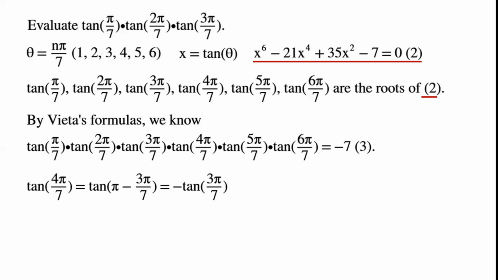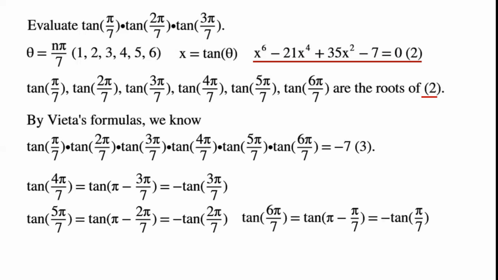Tan 4 pi over 7 equals tan pi minus 3 pi over 7 equals minus tan 3 pi over 7. Tan 5 pi over 7 equals tan pi minus 2 pi over 7 equals minus tan 2 pi over 7. Tan 6 pi over 7 equals tan pi minus pi over 7 equals minus tan pi over 7.